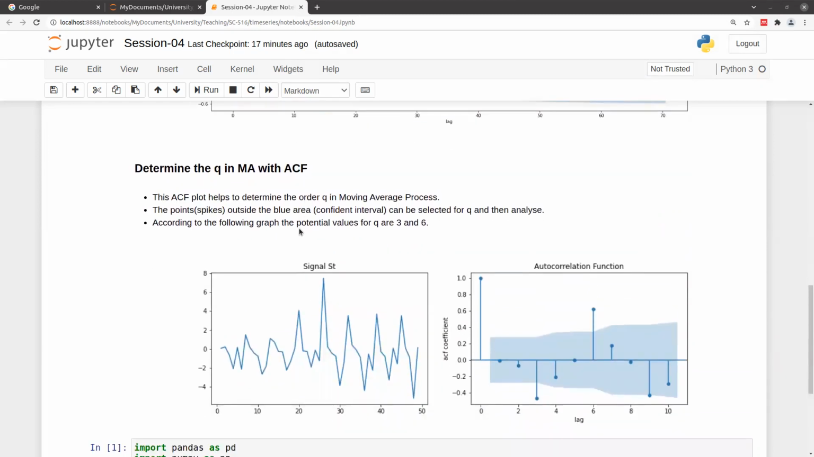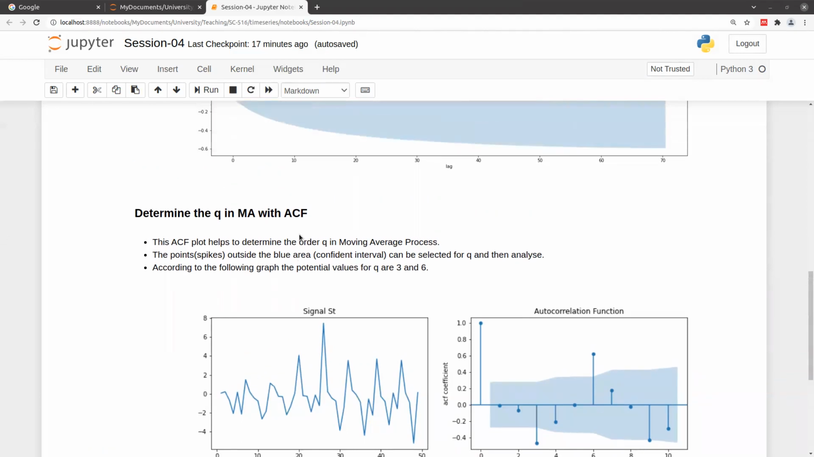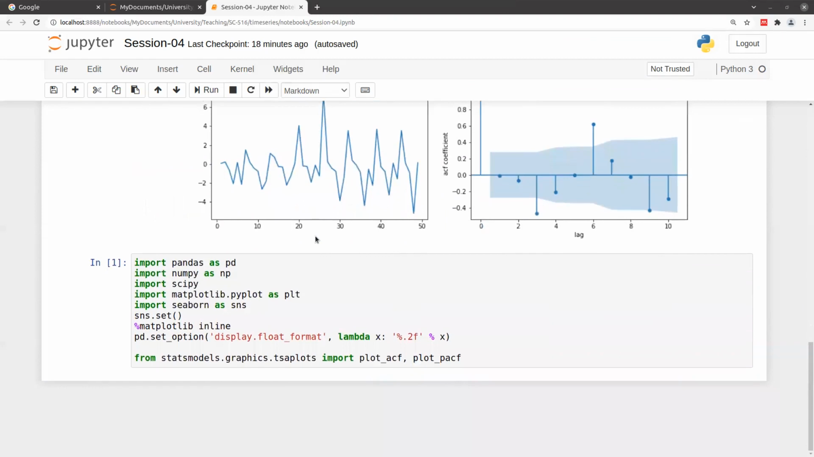You know that in the MA process, we are considering the error component rather than the past data values. In the error component sense, it is the relationship between previous error components in order to predict the next value. So let's see how we implement the ACF plot and the PACF plot in the Python code base, in order to test the moving average process with ACF plots.